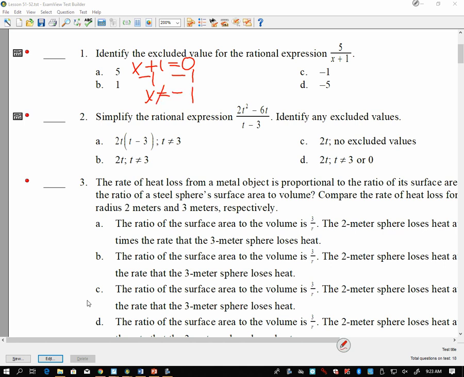-1. In fact, x can't be -1. It's the excluded value because, Jordan, what is -1 plus 1? 0. And can we have 0 in the denominator? Which means -1 is my excluded value. Does that make sense? Okay.